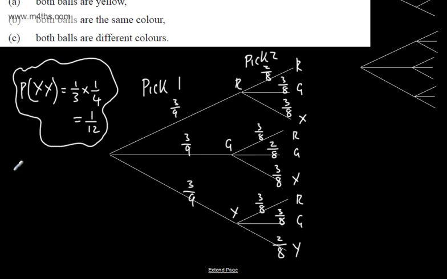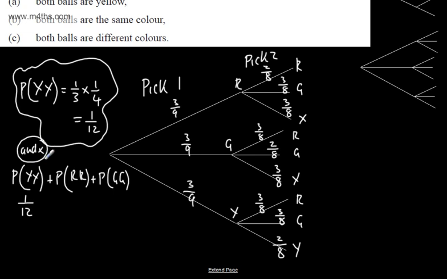Both balls are the same colour, so we could have now the probability of yellow and yellow, as we've just found. We would add to that now the probability of red and red, and we would add to that the probability of green and green. So I've got 1/12. So this is yellow and yellow. I'm using the word and, so I'm going to multiply. So we know that that's 1/12.